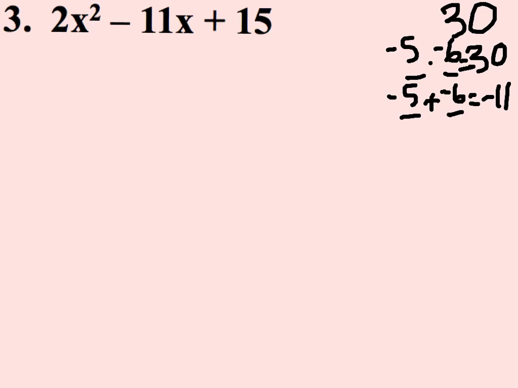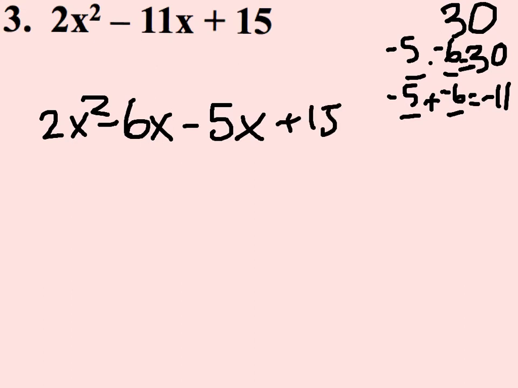So I need to rewrite this trinomial as a polynomial. I'm going to write 2x squared minus 6x minus 5x plus 15. Now I want to group the first two terms and the second two terms. I want to be careful here because I have a subtraction sign, so I don't want to lose that negative. For some of you, it might be best at this point to change it to add the opposite so you don't lose that sign. Now I want to pull out the greatest common factor from each binomial, so take out the GCF here and here.